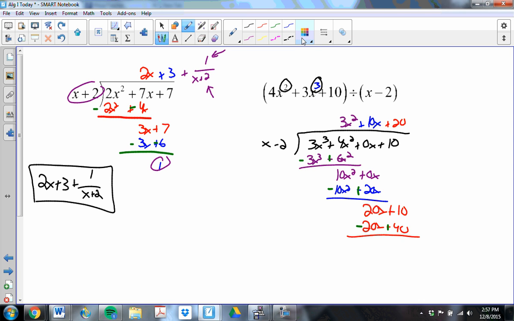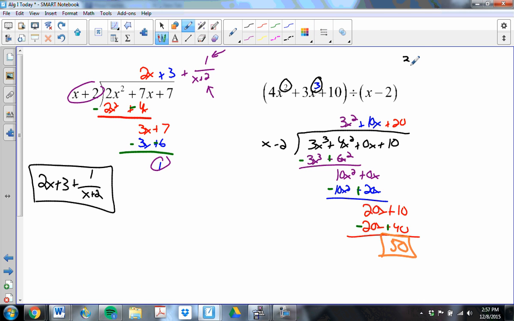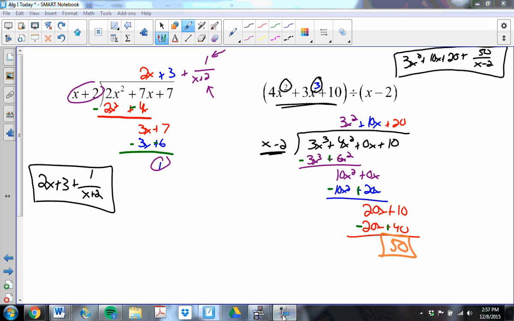Running out of colors. That is my remainder. Not my answer, my remainder. So the answer is going to be 3x squared plus 10x plus 20 plus 50 over x minus 2. So this times this would get me this. But this means that x minus 2 is not a factor of that expression because I didn't get a whole number. I didn't get a 0 for remainder. Thank you.